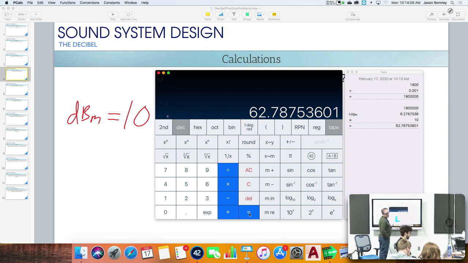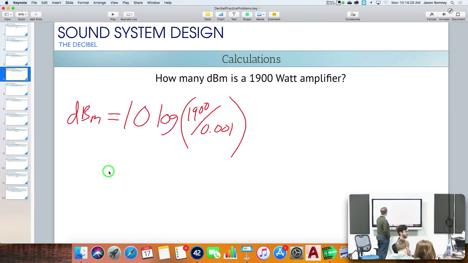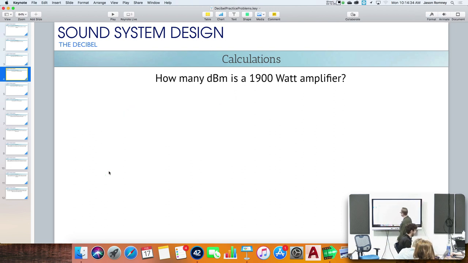62.79 what? dBms, exactly. So a 1900 watt amplifier could be expressed as a 62.79 dBm amplifier, right? The M is for milli. How'd that go? Is that all right? Everybody follow that one? Not so bad?